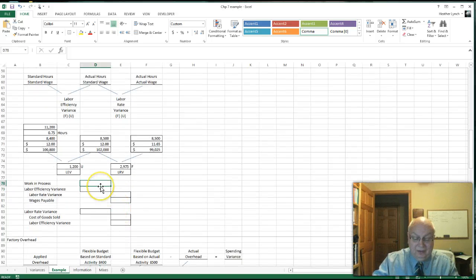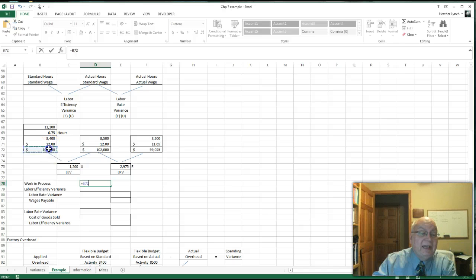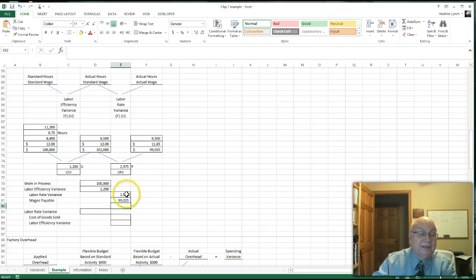Okay, now again, work in process is always at standard, so that's work in process. Now the labor efficiency variance was an unfavorable variance, so that will be a debit of 1,200. The labor rate variance was a favorable, so that will be a credit. And then wages payable is what you actually have to pay them, so that's what that one is. Okay, so this is the entry to record the wages payable and the work in process, and then the variances in the same entry. Okay, again, this entry here is going to be used for closing entries.